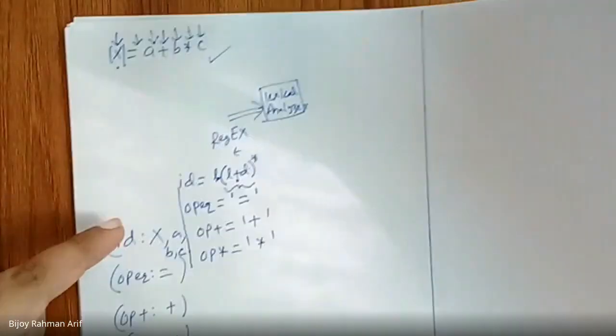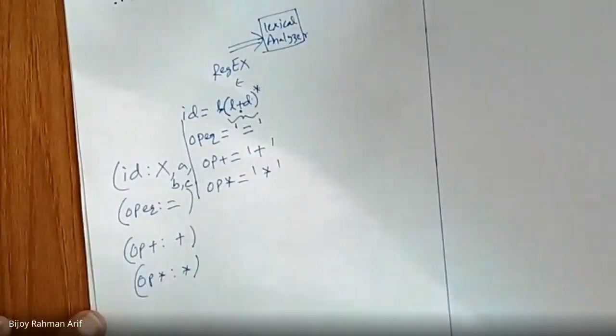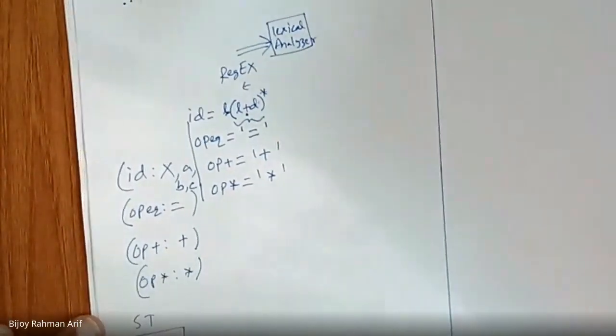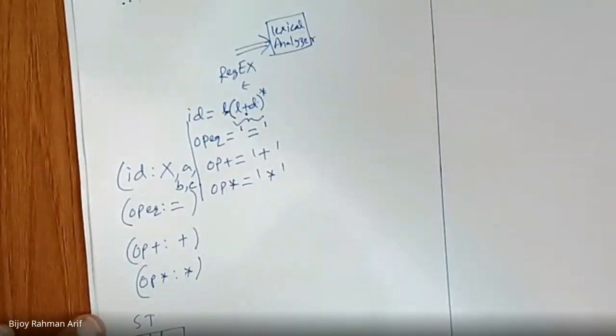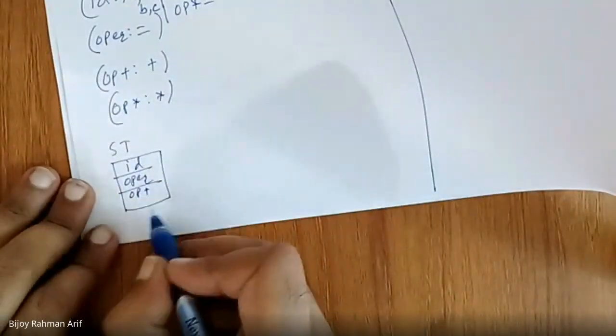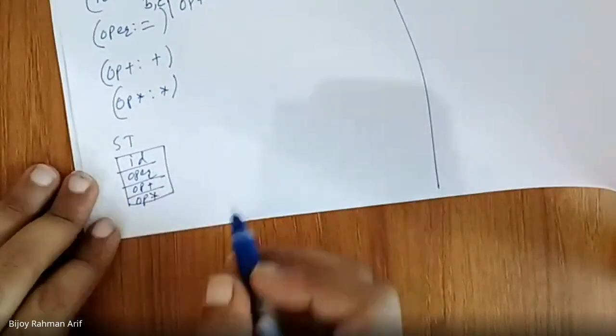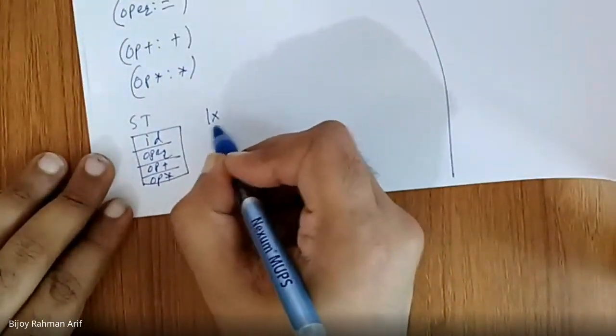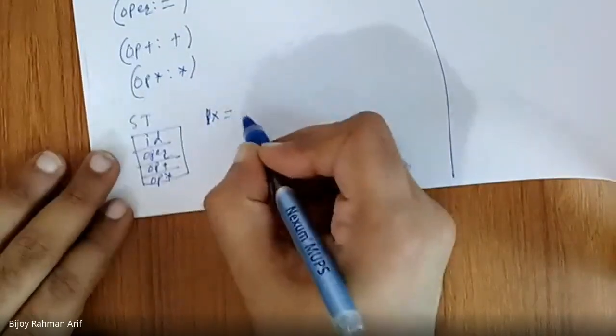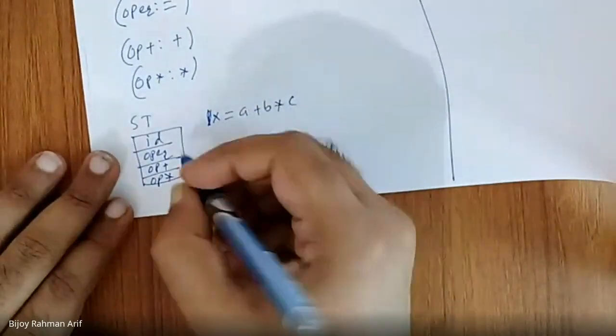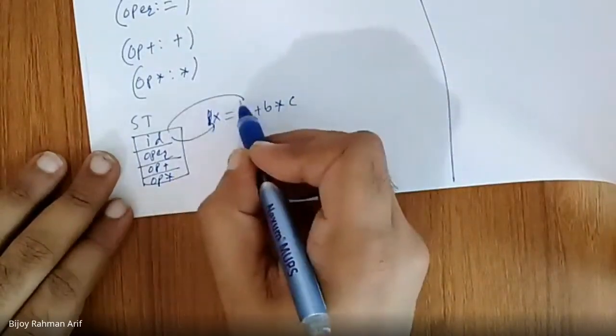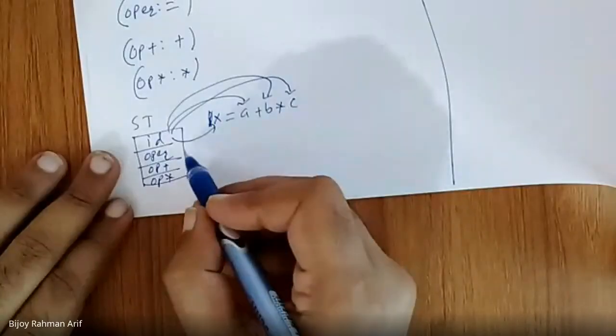But this bookkeeping does not happen in this way. This bookkeeping happens in the symbol table like this: ID, operator equal, operator plus, operator star, and we got the expression A plus B star C, and they are pointing to this. This is the output of the lexical analyzer.